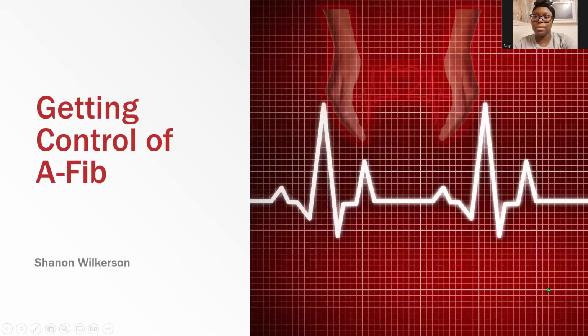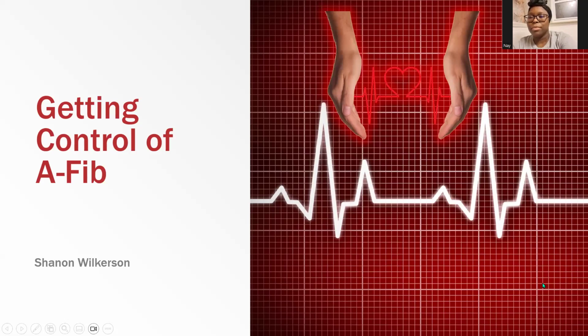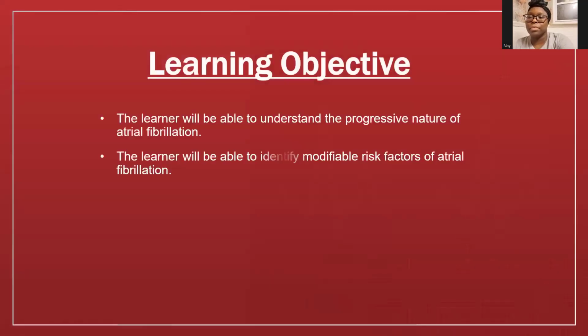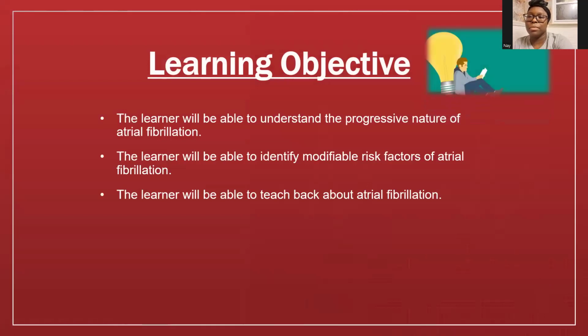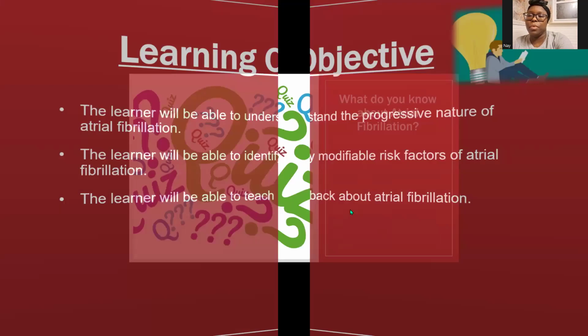So the name of this presentation is called Getting Control of AFib or Atrial Fibrillation. The learning objective for this presentation today is the following. The learner will be able to understand the progressive nature of atrial fibrillation. The learner, which is you, will be able to identify modifiable risk factors of atrial fibrillation. And by the end of this lesson, we hope that you'll be able to teach back some things that you've learned about atrial fibrillation.